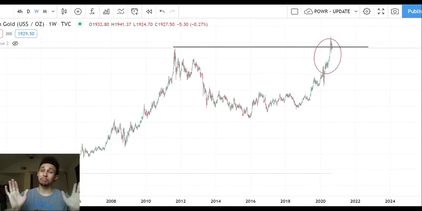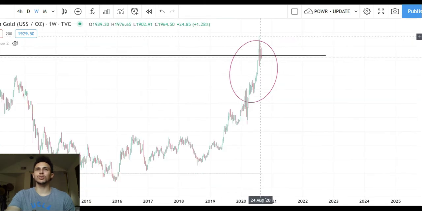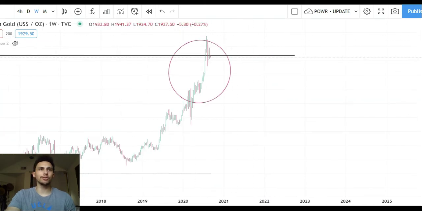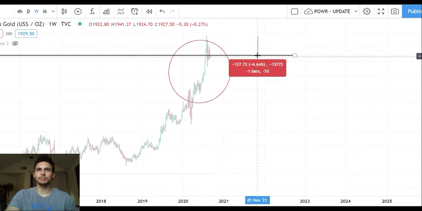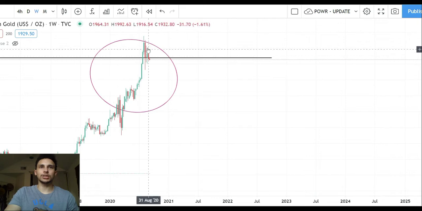Right here we got gold, the precious metal. If you guys don't know, gold has been breaking past its all-time highs. Its previous all-time high was like 1,900 bucks. This thing shot up to $2,072 an ounce. And we've retraced so far back down approximately thus far about 7%. Again, this is due to dollar strength.